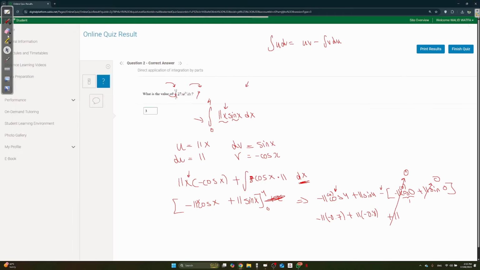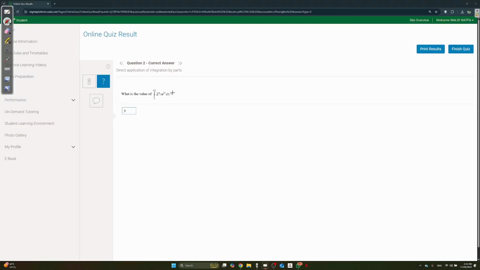Okay, question 2. What is the value of the integral from 0 to 1 over 3 of 27x e to the 3x dx? Okay, once again, product rule, right? This is integral 27x times e to the 3x dx, from 0 to 1 over 3. So we're going to use the rule again. Integral u dv is equal to uv minus integral v du. Let's choose our u and our dv, and then we're going to get our du and our v.